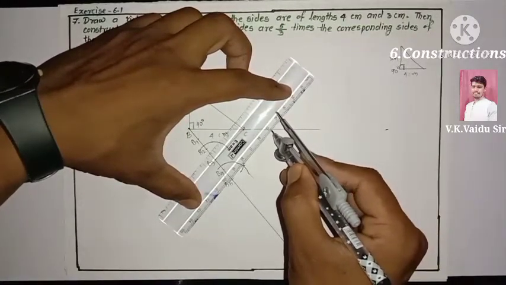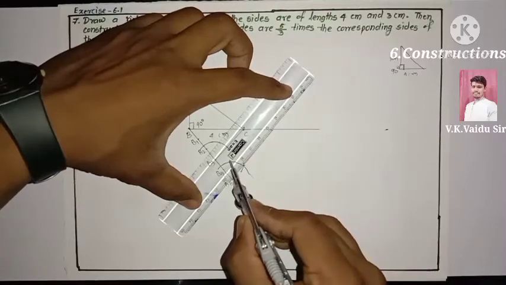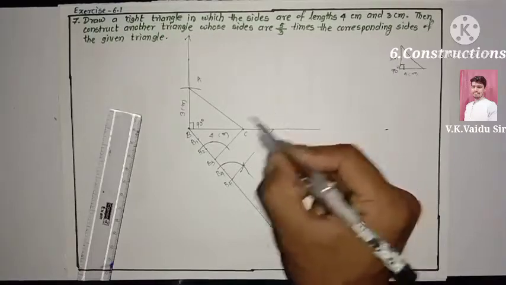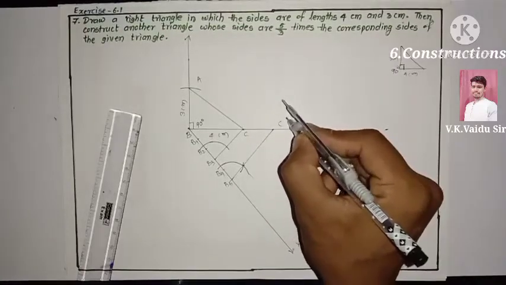If you draw it, we get one intersecting line here. This intersecting point we name C dash.